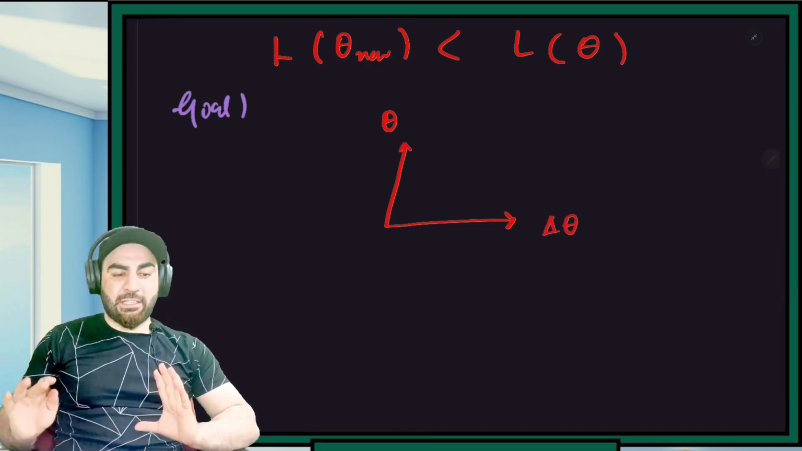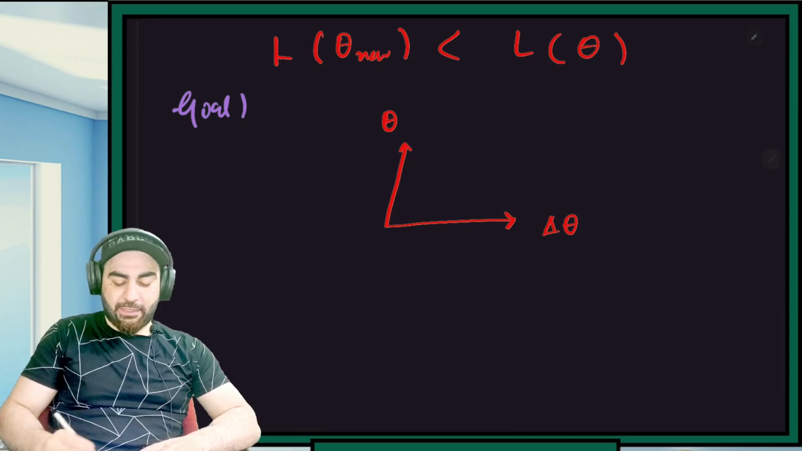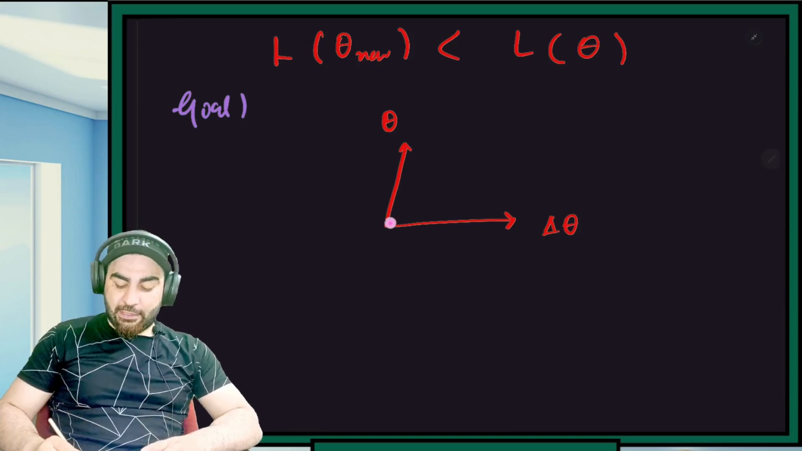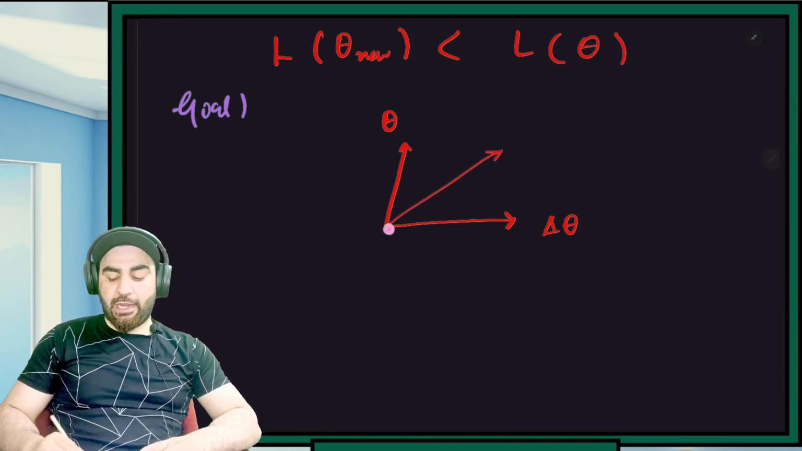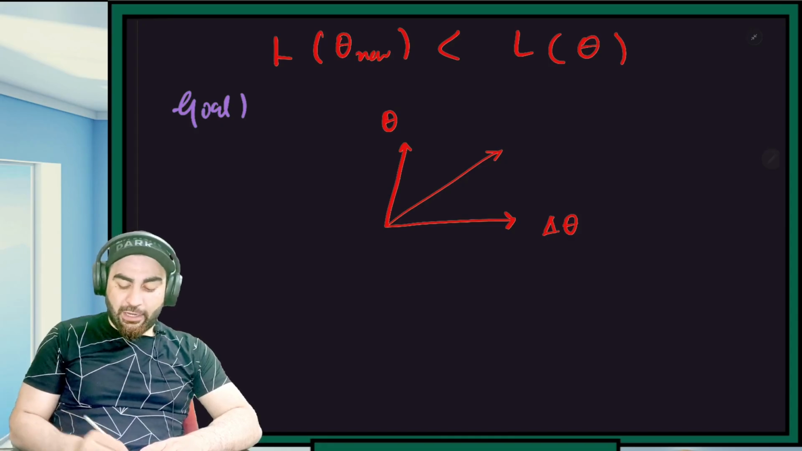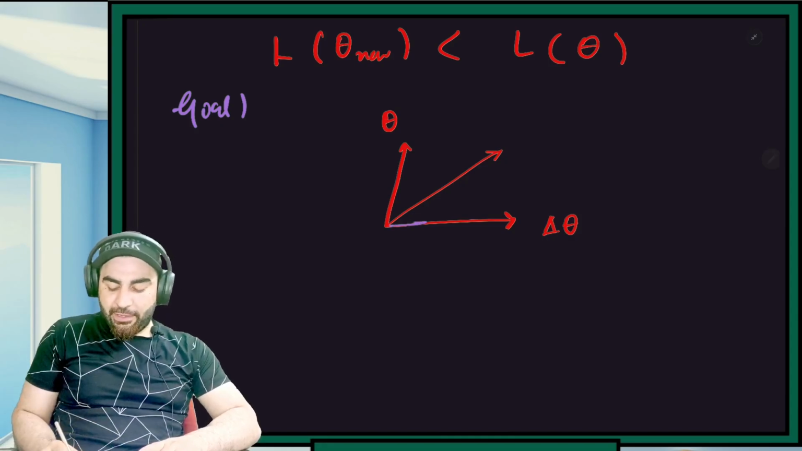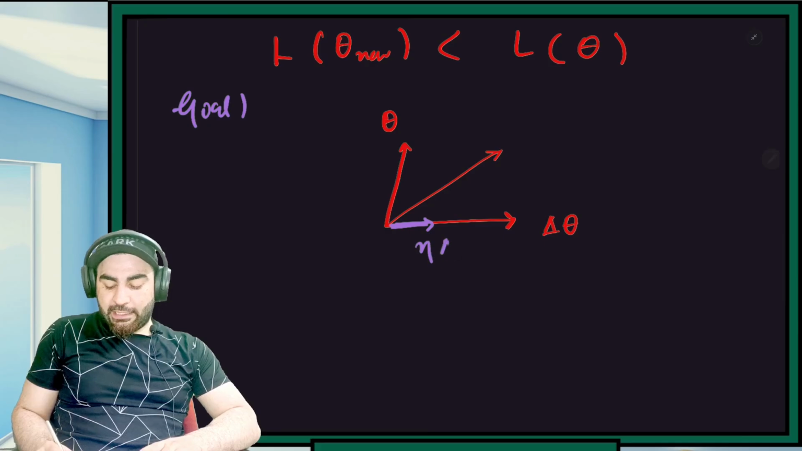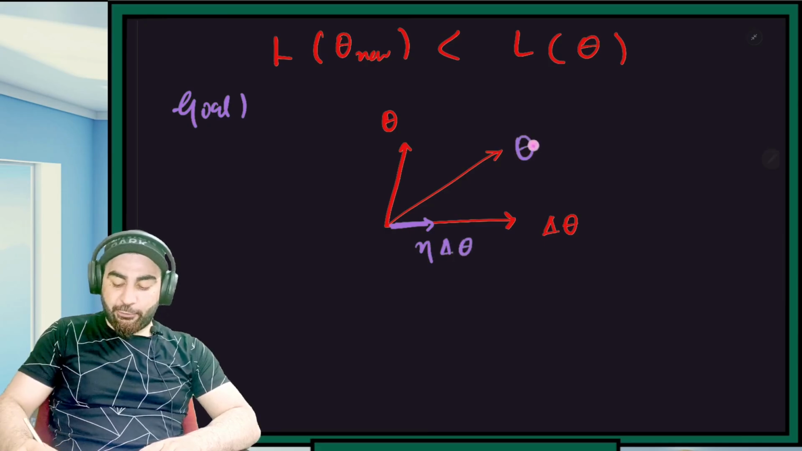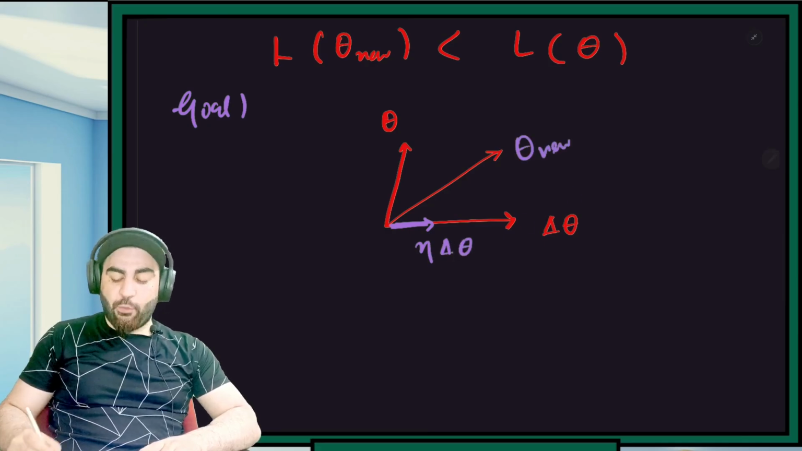Okay, once I compute this, this is my delta theta and this is my theta. Once I add these things, I'll get in this direction, and this is what I want. But I will not take all the steps. I'll take maybe baby steps. I'll take eta of delta theta. This is my theta new, once I apply the algorithm.